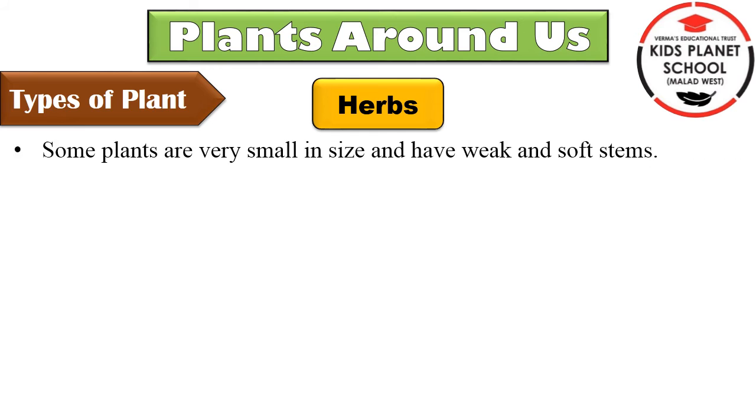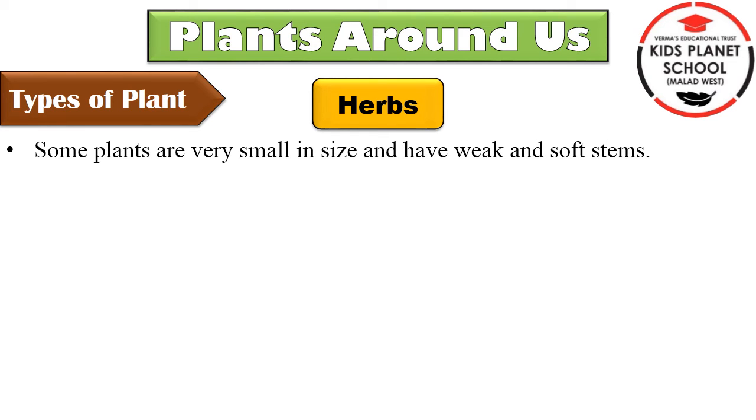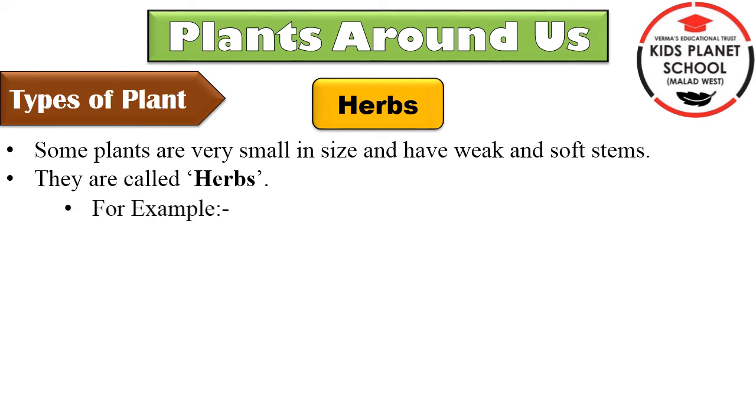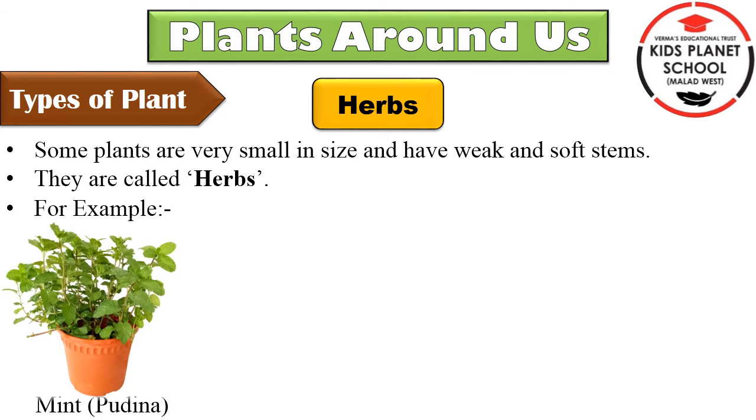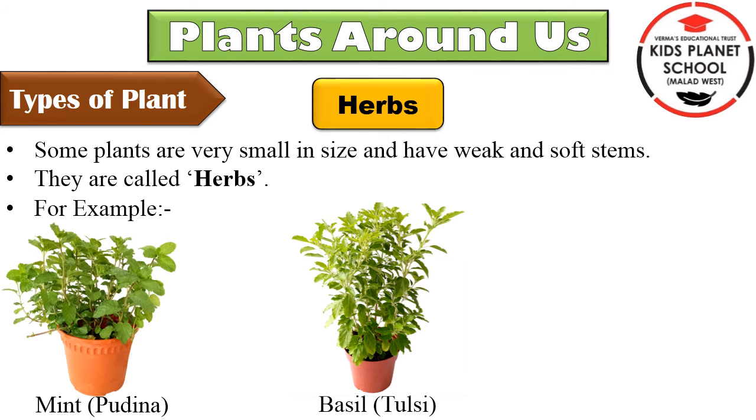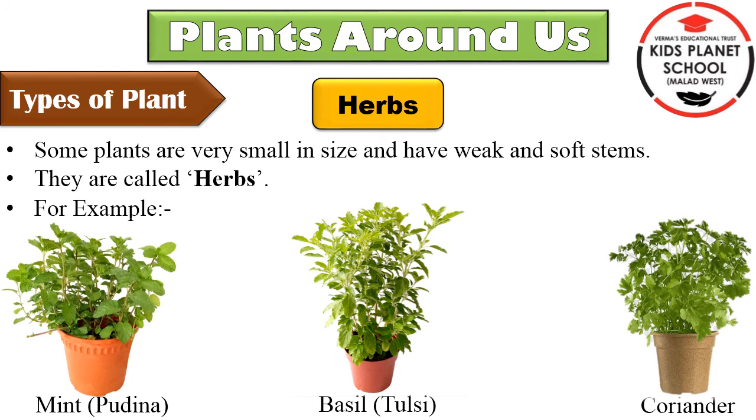Herbs. Some plants are very small in size and have weak and soft stem. They are called herbs. For example, mint. We also call it pudina. Basil. We also call it tulsi. Coriander. Children, these are the herbs. As you can see in the picture, the stems of these herbs are very weak.